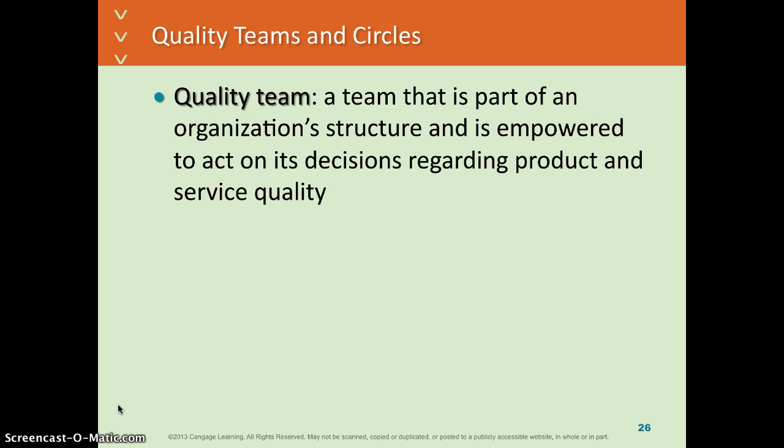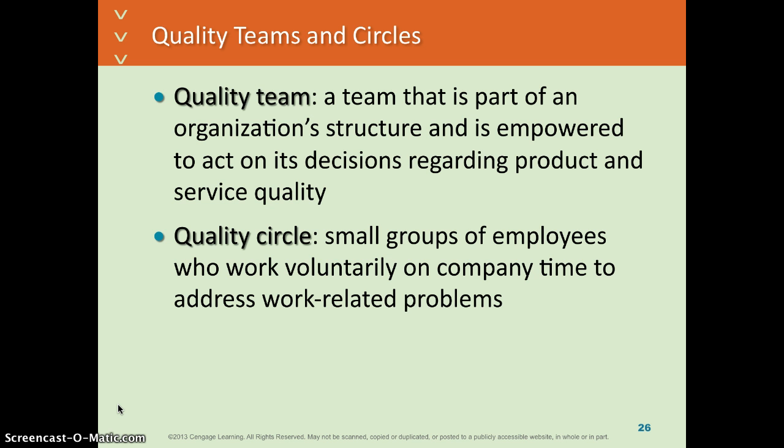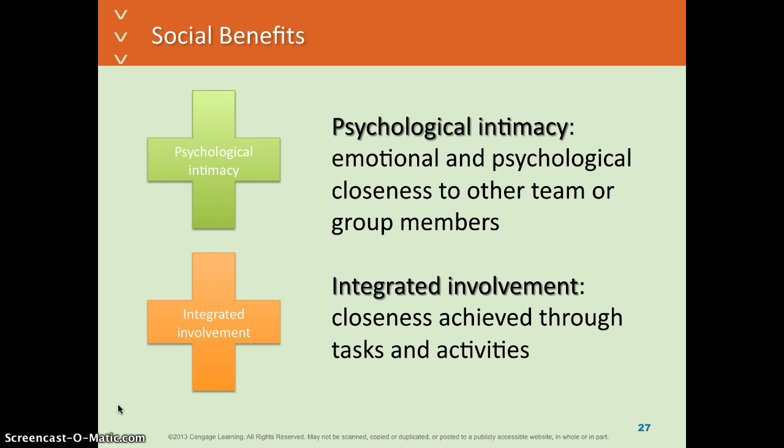Quality teams and quality circles, these are very active these days in many, many companies. Quality team is part of the organization. A quality circle tends to be a small group of employees, usually voluntarily, and they are addressing very specific quality issues within their departments. My exposure, they've been very successful. Social benefits of groups and work teams. Psychological intimacy and integrated involvement.